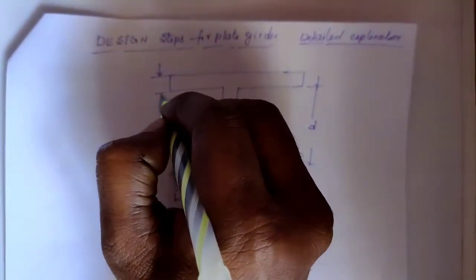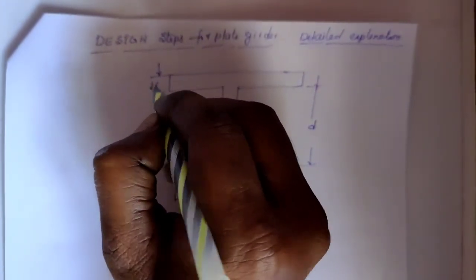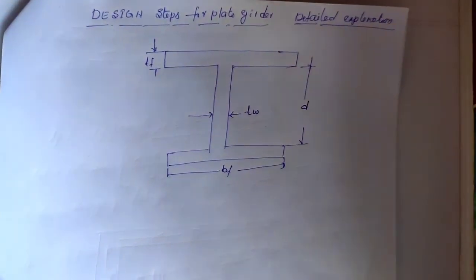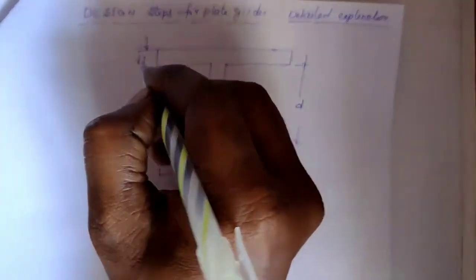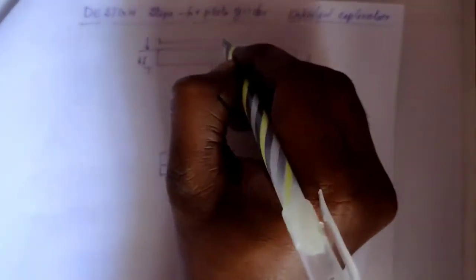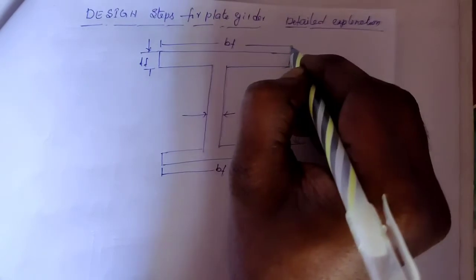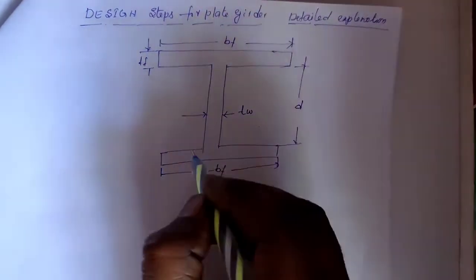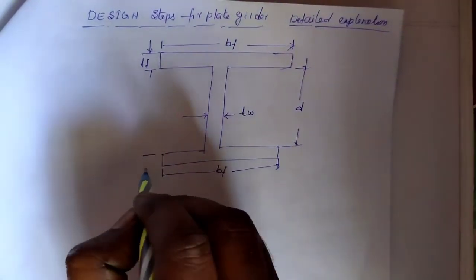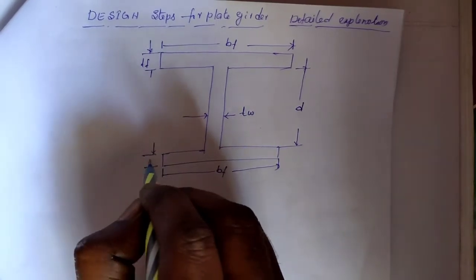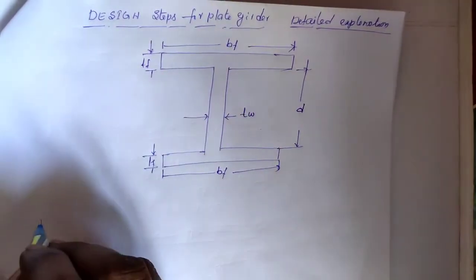TF is equal to thickness of flange. Breadth of flange, thickness of flange.